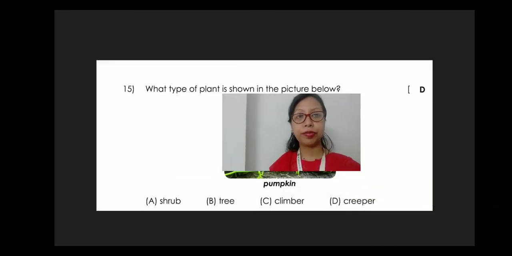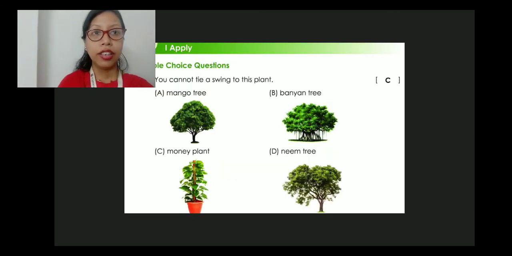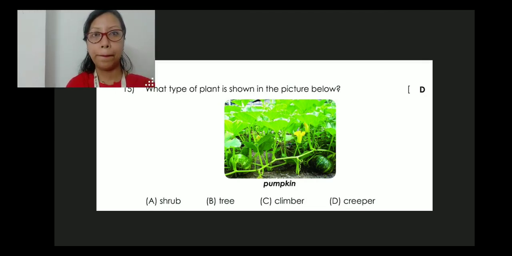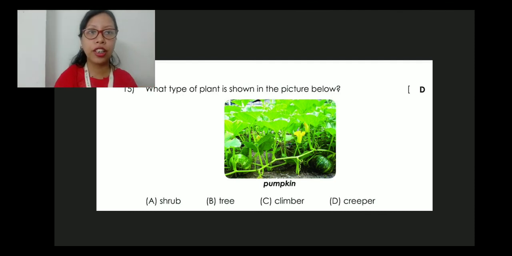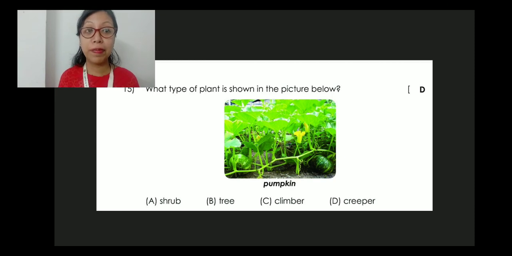Then we have question number 15. What type of plant is shown in the picture below? So it's a pumpkin plant, okay? Now what kind of plant is this? Shrub, tree, climber or creeper? Now the pumpkin plant spreads over the whole area, right? And the plants which spread and cover the whole area are called creepers. Just now we have studied. So the answer will be D, that is creeper.